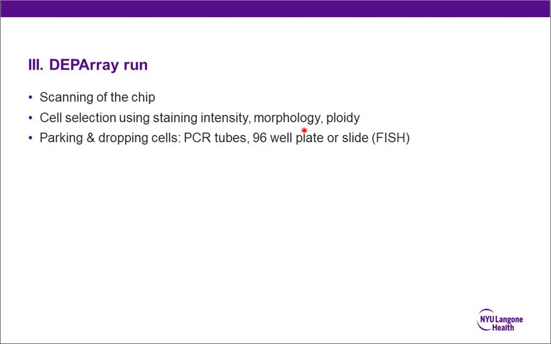You can also analyze the morphology. The system allows you to look at multiple different parameters to assess the cell nucleus, size, shape, and everything. You can also analyze ploidy. And then you park and recover cells by dropping them either into PCR tubes, a 96-well plate, or directly on a slide if there are confirmatory studies that you want to perform, such as FISH.